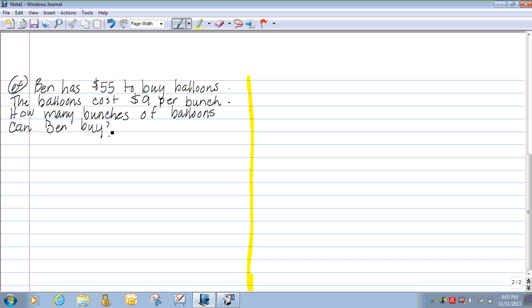Well, you have to think about the data and what it is we know. We know that Ben has $55. So I'm going to write that at the top. We know also that balloons cost $9 for every bunch. What we don't know is how many bunches Ben can buy. We can do this a couple different ways. Let's do it with putting it in the house. If we have 55 as our dividend, our divisor will be 9.